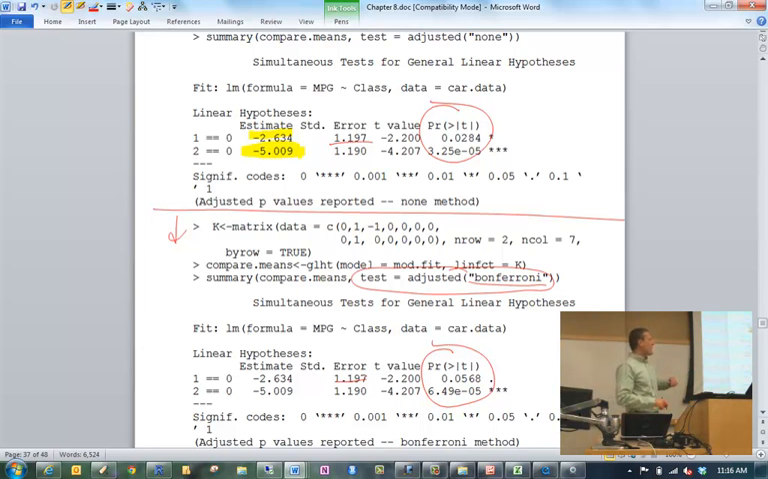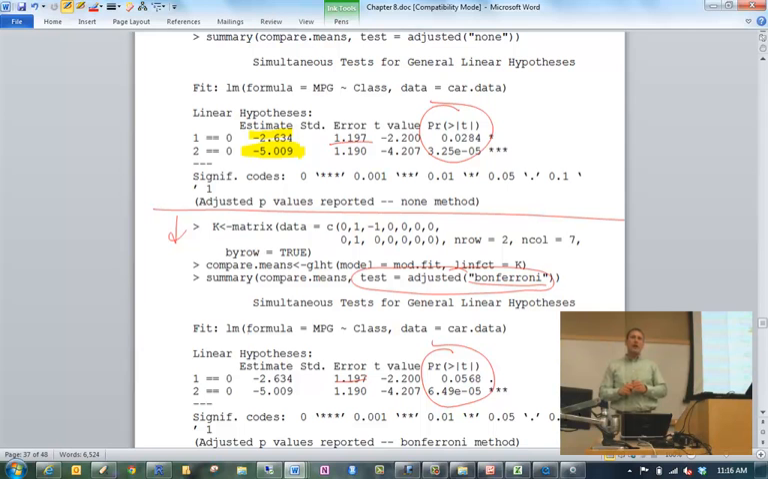So what we can do now here is simply compare these p-values to our type 1 error level, whatever we say. Maybe it's 0.05. That's how we do this comparison, to make a judgment of significance.